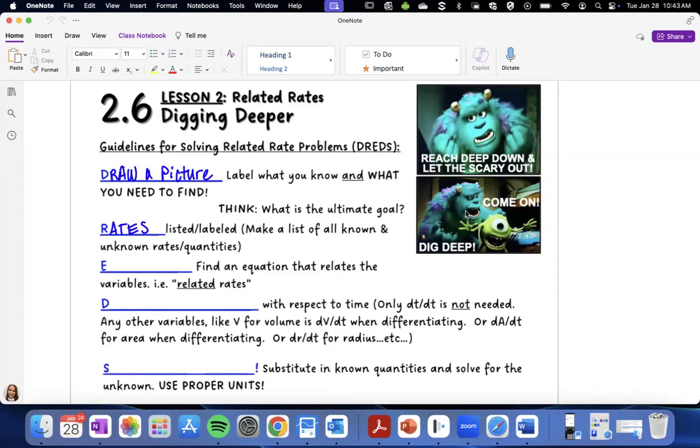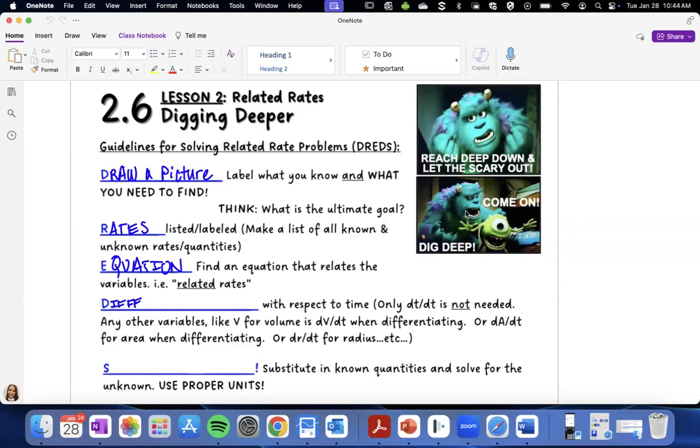Next, find an equation that relates the variables. Hey, these are related rates. So with all your variables, you want to think, okay, what formula do I know? Likely from geometry, it's going to be like volume, area, surface area, maybe volume of a cube. We're going to be using all that kind of stuff now. What relates those variables? Then you're going to differentiate, or take the derivative, right?